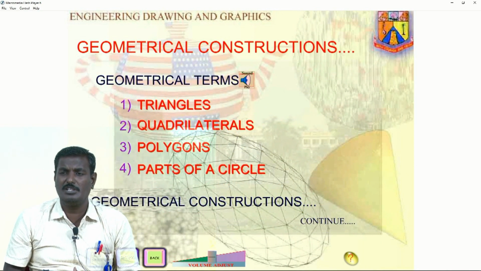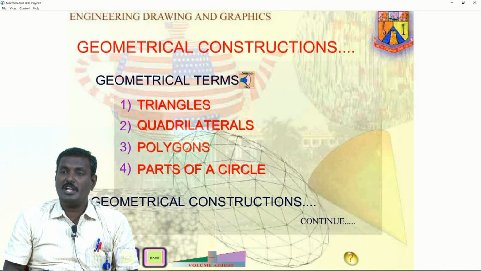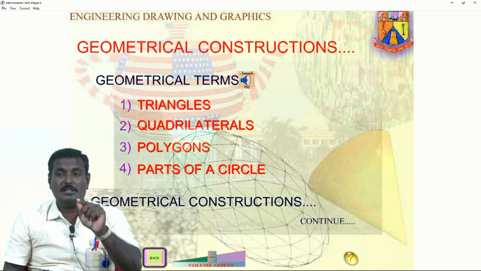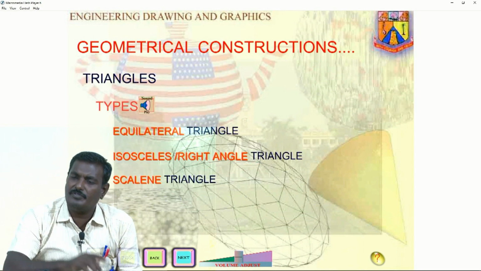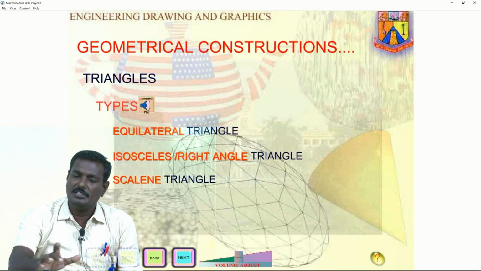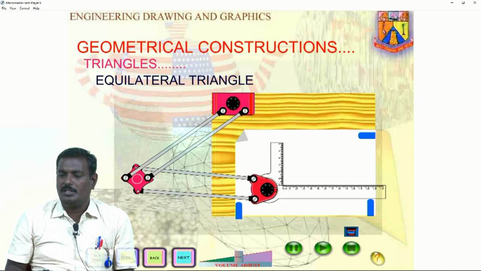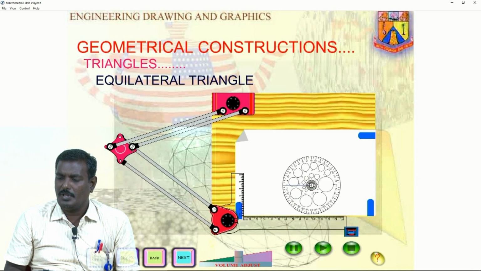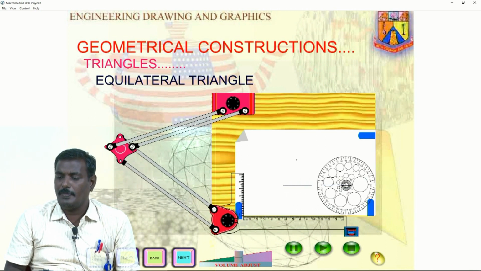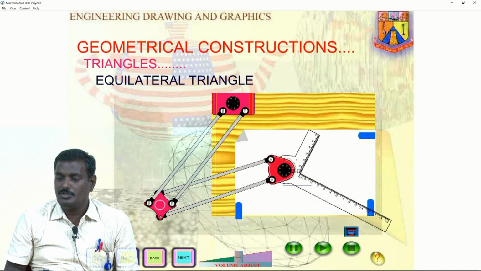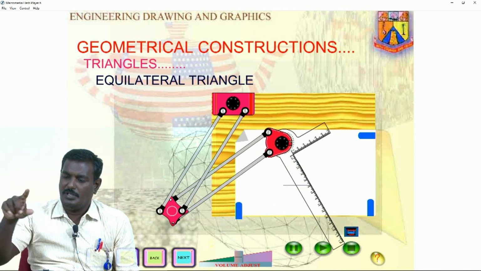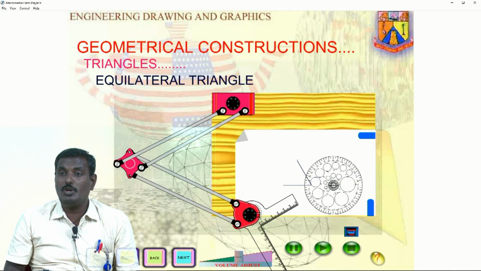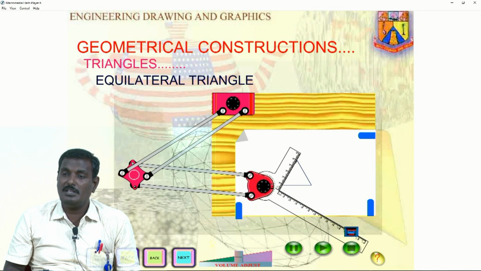First we have to learn about geometrical terms. Everybody knows a triangle has three sides, but there are also types of triangle. The equilateral triangle: how to draw an equilateral triangle? By using a mini drafter and a protractor. In an equilateral triangle, each side is equal and all included angles are 60 degrees.